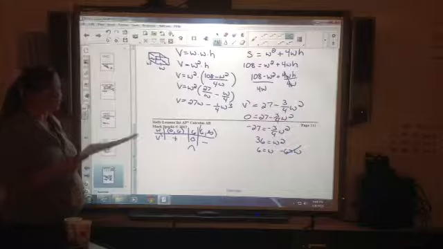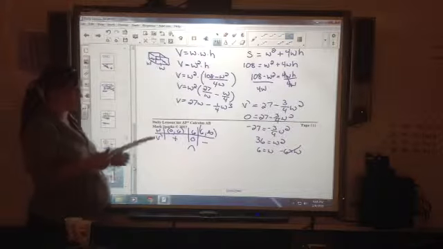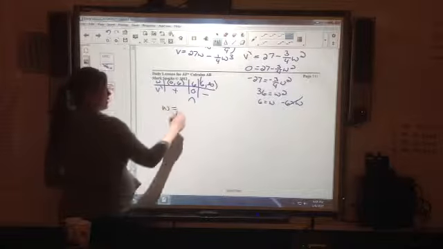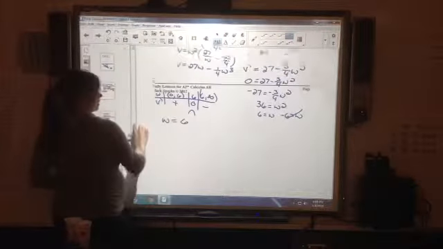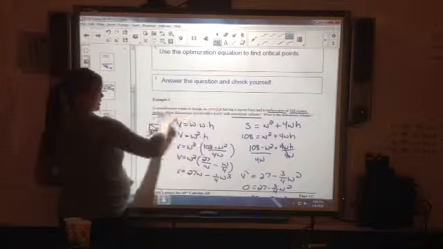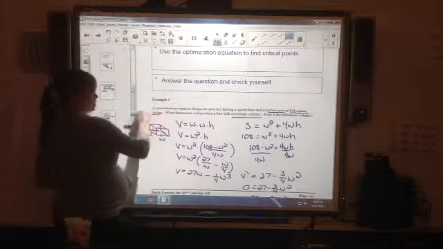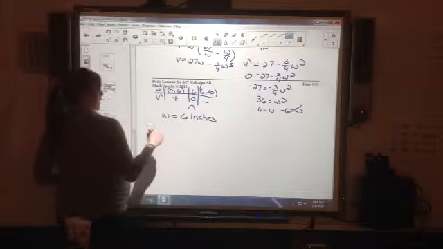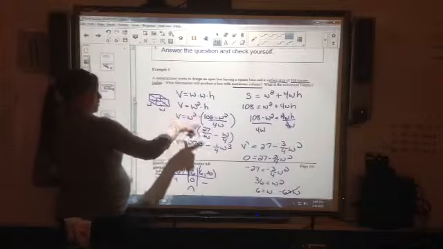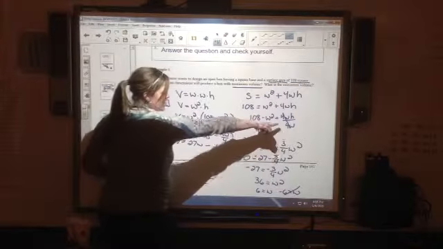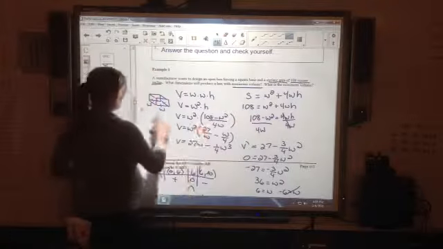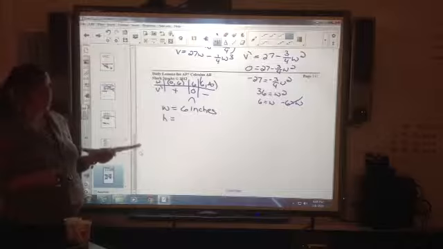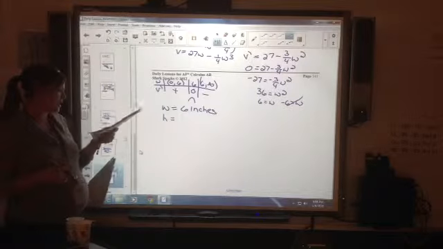So in this one, what dimensions will produce a box with a maximum volume? So right now, I know my width is 6, and I have to be careful about what units this is. If the surface area is square inches, the width would just be 6 inches. And I also can now figure out the height. So I go back over here, and height was 108 minus W squared over 4W. So my height, if you put 6 in there, you should get a height of 3.